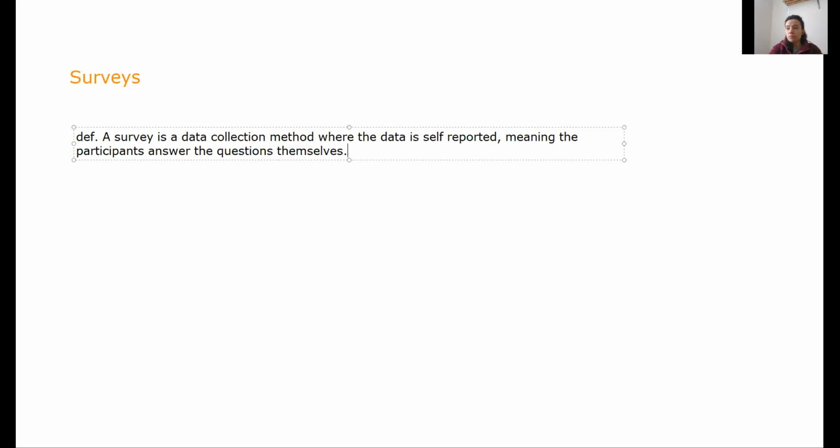Okay. So surveys have several elements. So surveys are composed of. The first thing is that in order to have a survey, you need a questionnaire.